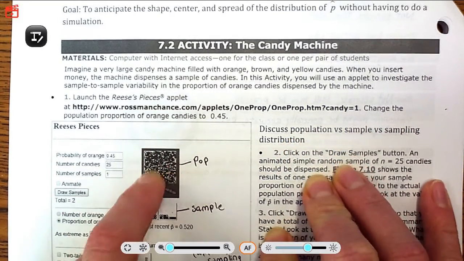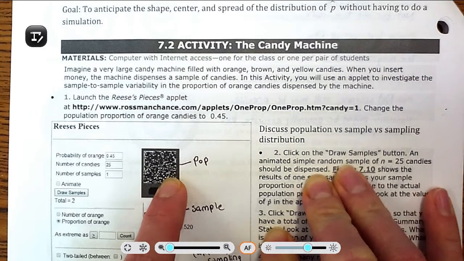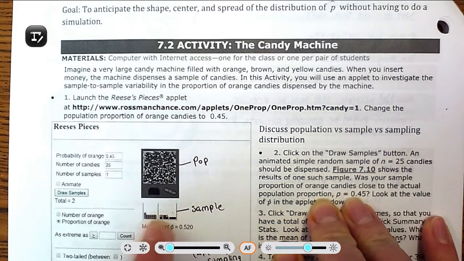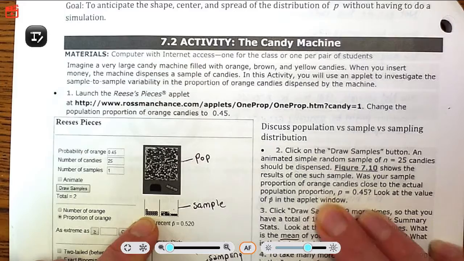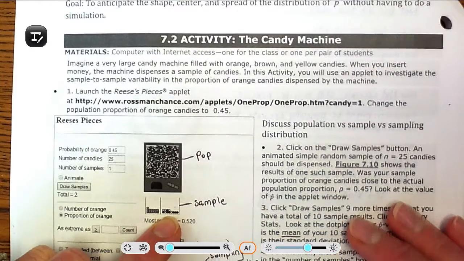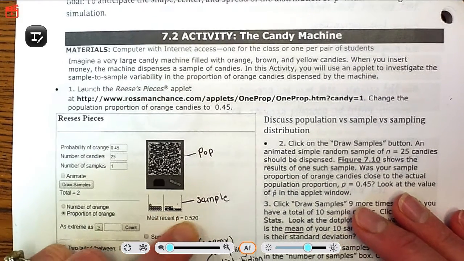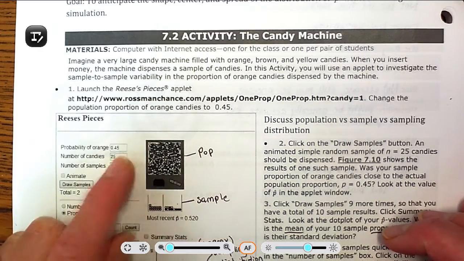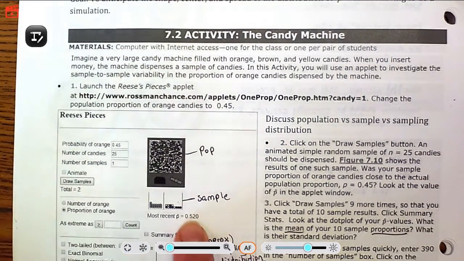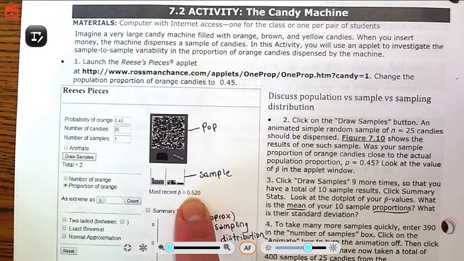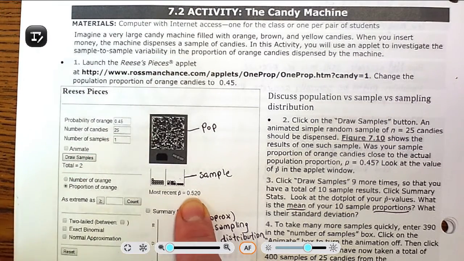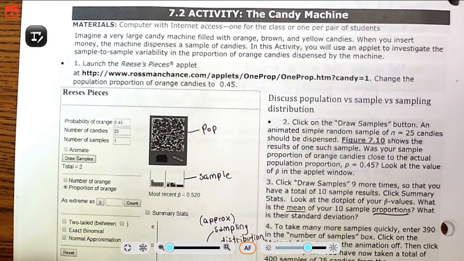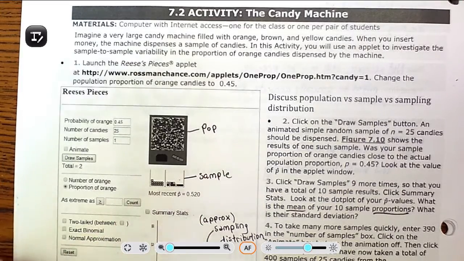So one thing is that we have the population of candies. It's all the candies in the machine. The sample that comes out, and it's shifting the orange ones to the left and all the yellow and brown ones to the right. And then it tells you your p hat, your sample proportion of orange, even though the population is 0.45. This time the sample proportion was 0.52 when we just had 25 candies that we chose. Okay, and then we put a dot down here at 0.52.